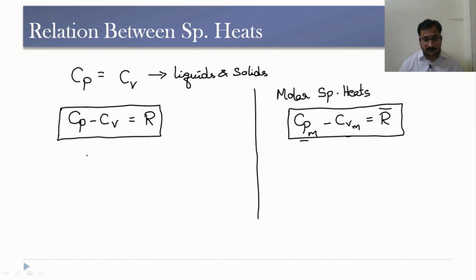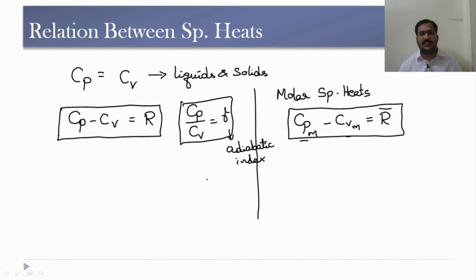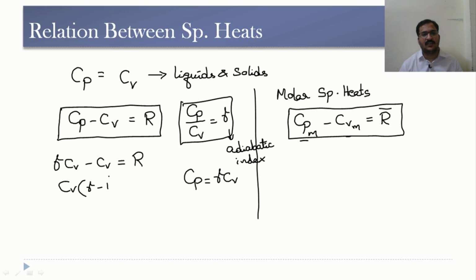Then, the ratio of these specific heats, Cp by Cv, we call it as gamma, which is also called the adiabatic index or ratio of specific heats. Now, if you observe this carefully, Cp will be equal to gamma Cv, and if I substitute this gamma Cv in this expression, gamma Cv minus Cv is equal to R, Cv into gamma minus 1 is equal to R, and Cv is equal to R by gamma minus 1.